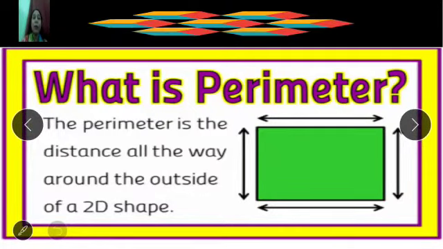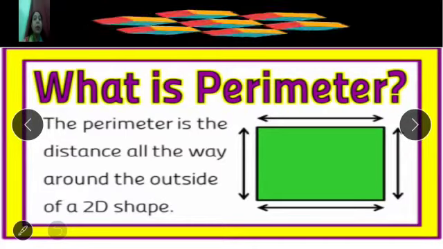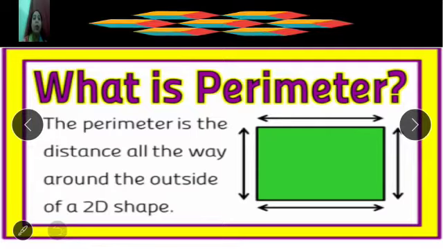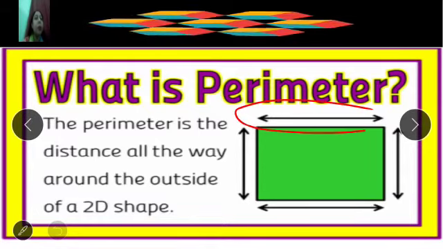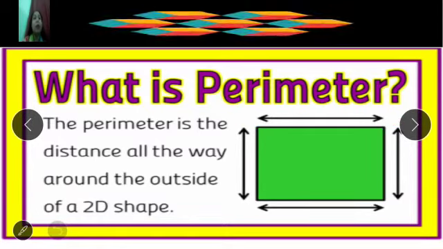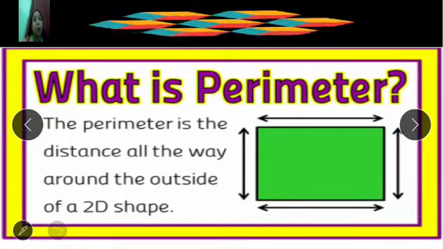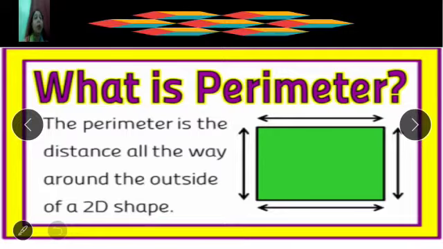The perimeter is the distance all the way around the outside of a 2D shape. So here this is a 2D shape. I have given this arrow mark, you just observe those arrow marks. So this is called perimeter. The distance all the way around the outside of a 2D shape is called perimeter.